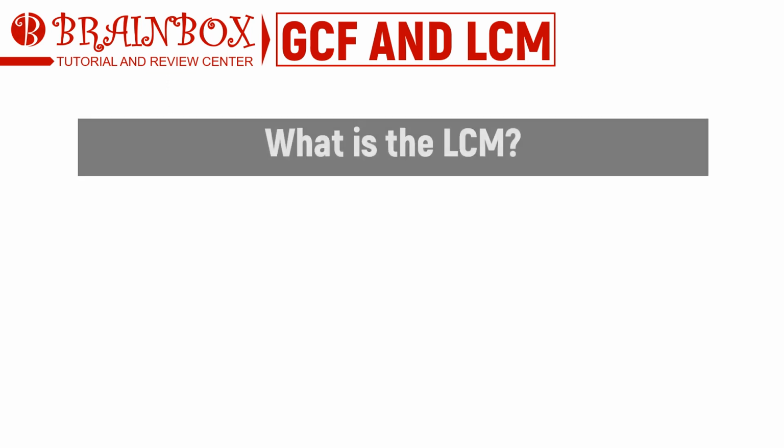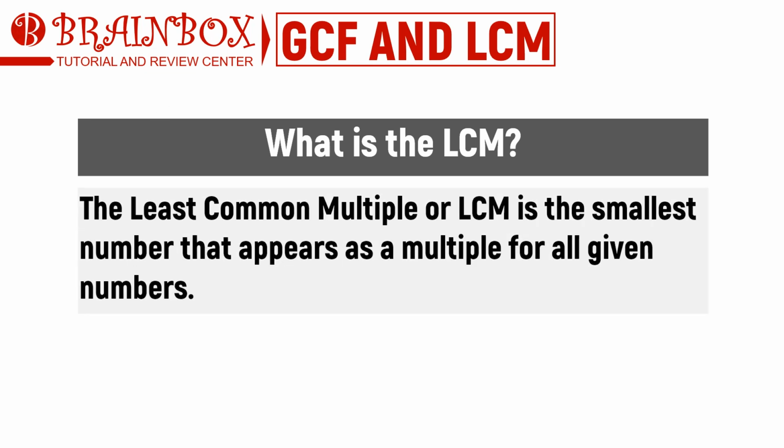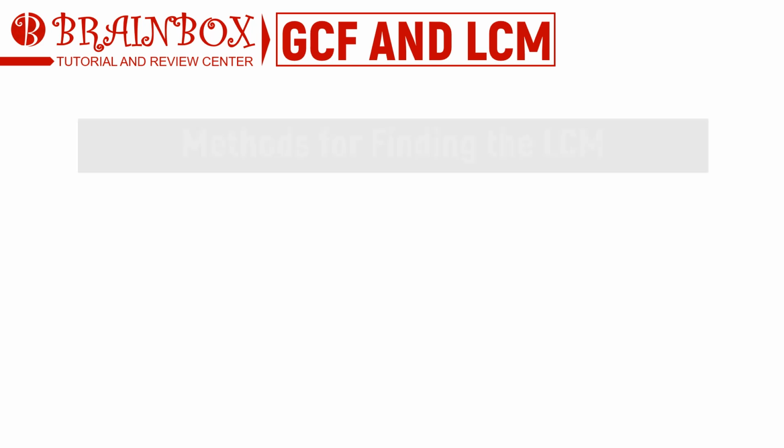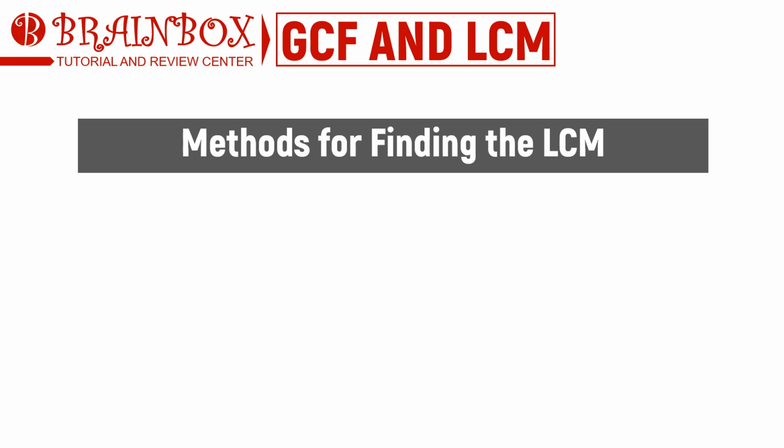Next, we have the least common multiple or LCM. It is the smallest number that appears as a multiple for all given numbers. In other words, it is the smallest number that contains all the given numbers as factors. Therefore, dividing the LCM by each of the given numbers should have no remainder. Like the GCF, there are also two ways for finding the LCM for a given set of numbers: the listing method and the prime factorization method.